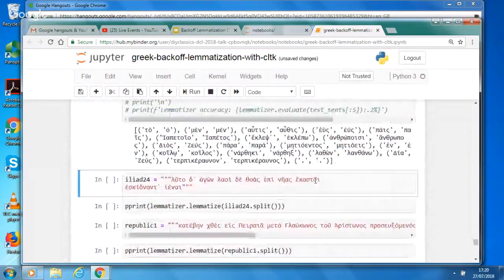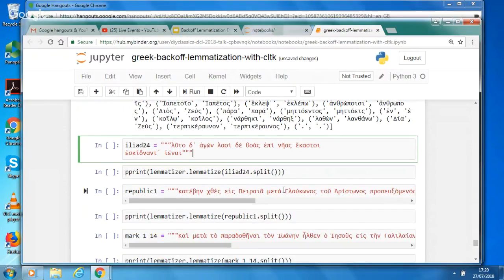Okay. All right. And so, by way of concluding real fast, I thought it might be helpful to run over just a couple more Greek sentences and then I'll stop talking. I have a sentence from Iliad 24, first sentence, a sentence from the beginning of Plato's Republic, and then a sentence from the Gospel of Mark. So three different domains of Greek.